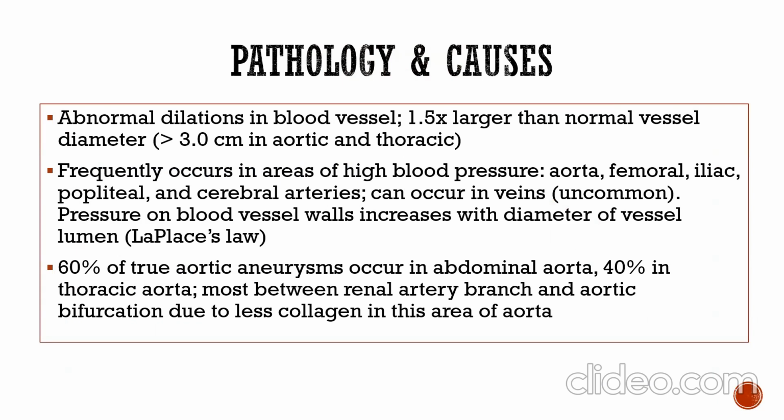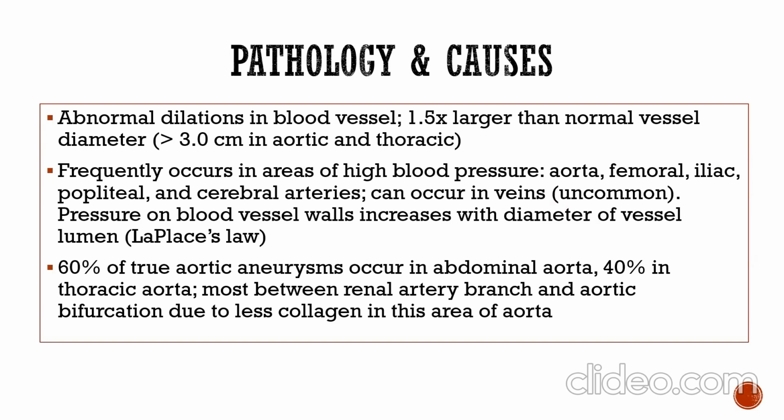Aneurysm is an abnormal dilation in a blood vessel more than 1.5x larger than the normal vessel diameter, or more than 3 cm larger in the abdominal and thoracic aorta. Frequently occur in areas of high blood pressure: aorta, femoral, iliac, popliteal, and cerebral arteries. Can occur in veins, but uncommon.